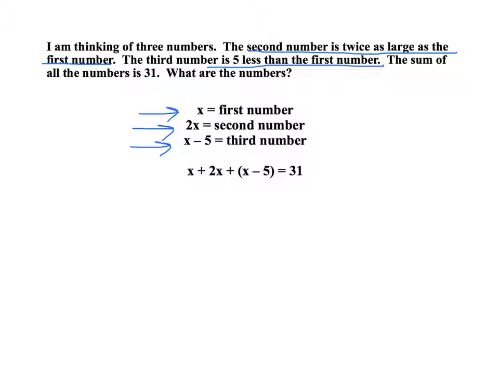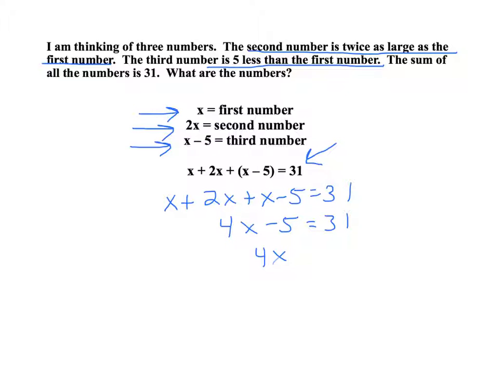Then you can see, once again, I have my equation written. It says that the sum of all the numbers is 31. And then I would just go through and solve this. The first thing I would do is get rid of the parentheses, and then I would go through and add my X's, and you can see that I'm doing that. 4X minus 5 is equal to 31.